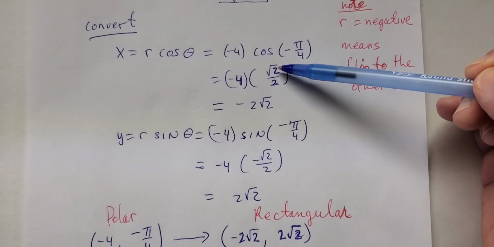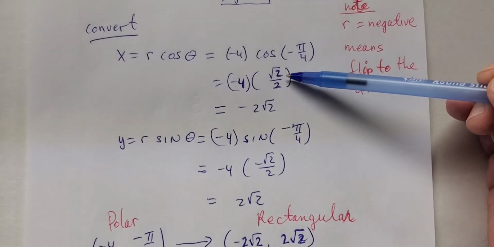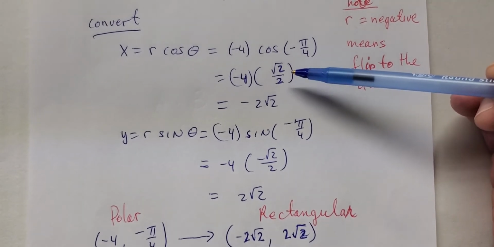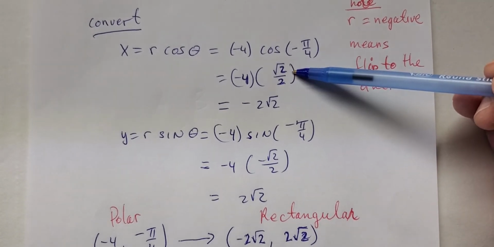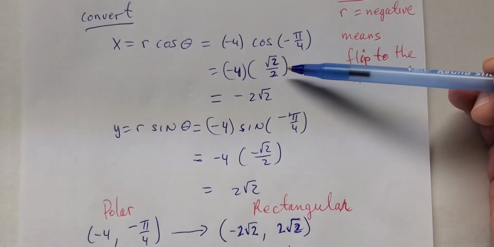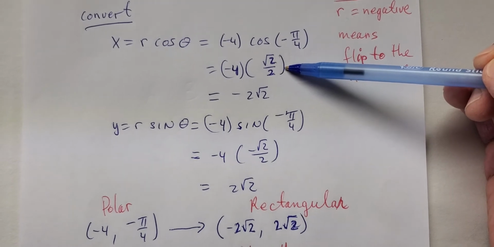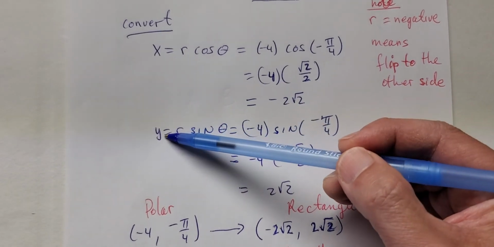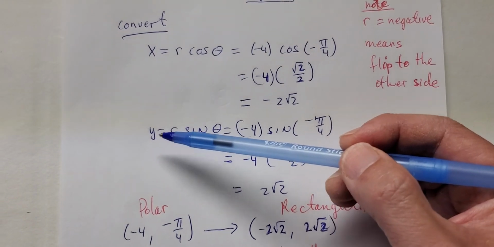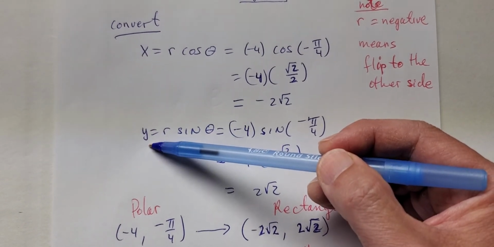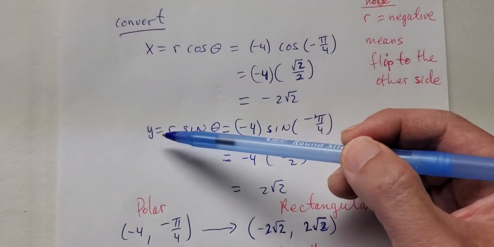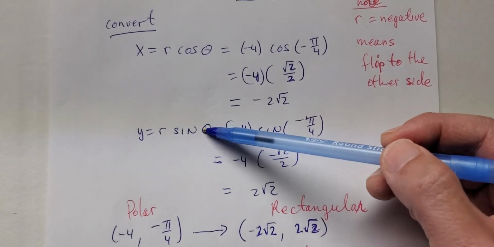One more time, negative pi over 4. How did it become square root 2 over 2? Use the trig table chart. It's in your PowerPoint back in chapter 7, or if you don't have it, you go online and search for it. Next, y is always r sine theta. One more time, y is always r sine theta.